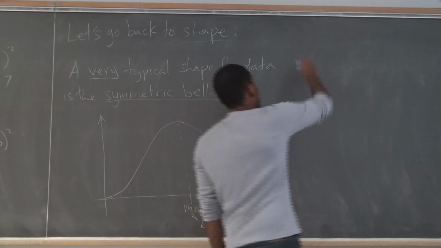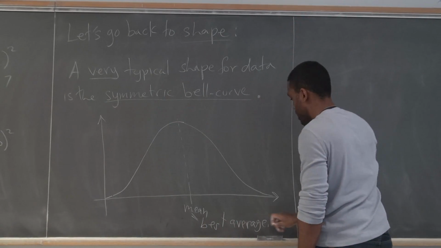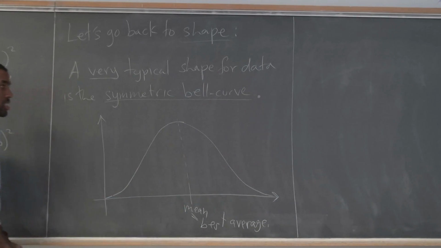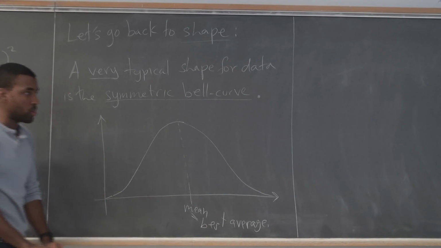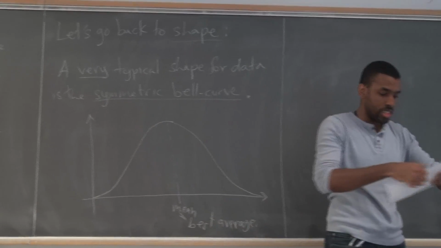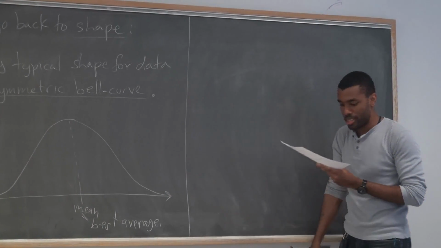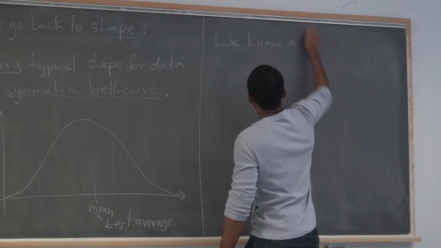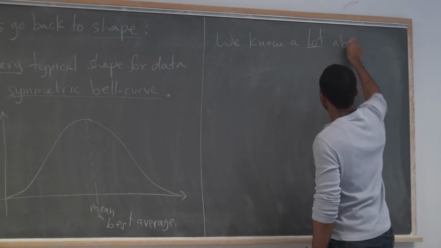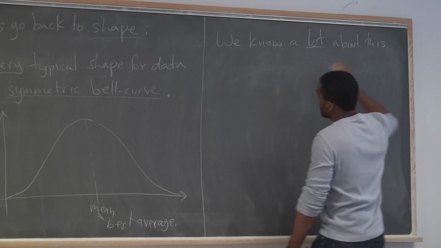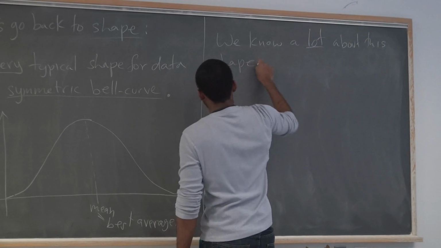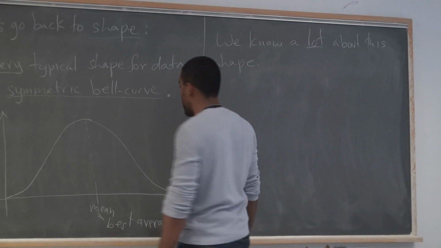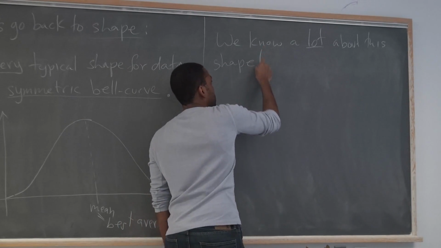And it turns out that when I use that average and the spread, if I talk about the mean and the standard deviation, I actually know a lot of information about a typical data set. It turns out it's highly predictable. Turns out we know a lot about this shape. Mathematicians have even figured out the formula that gives you that shape. We know that much about it, right?